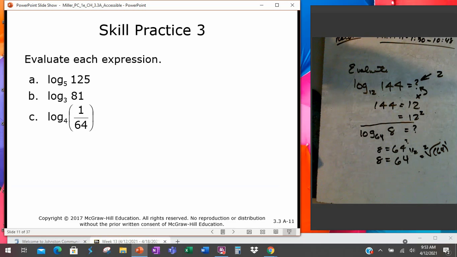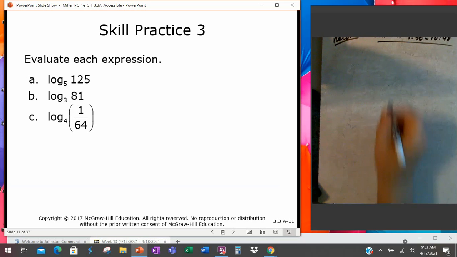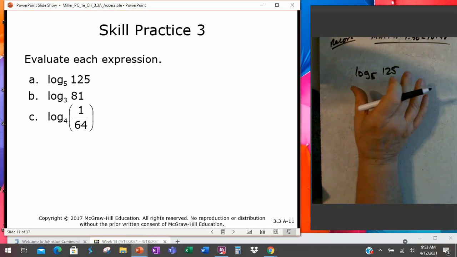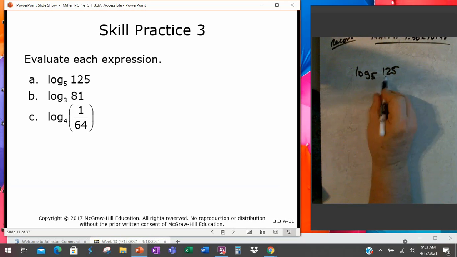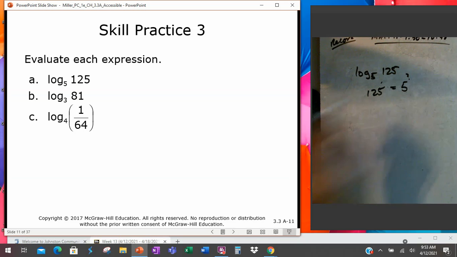So let's go through. Here's another one that we can do. This is pretty straightforward. If I have to evaluate this without a calculator, I'm asking myself, I want to represent this number as a power of 5. What is this? 5 times 5 is 25 times 5. And then I can check it.